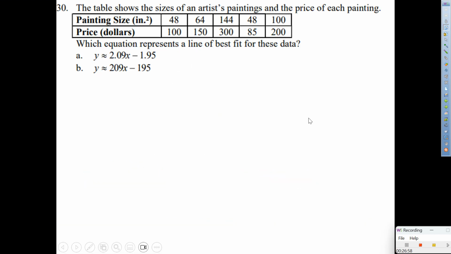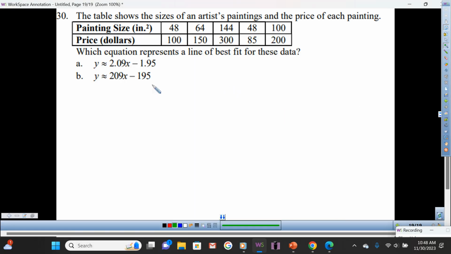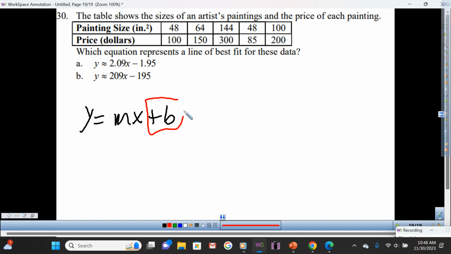Number 30. The table shows the size of an artist's painting and the price of each painting. So, what do we need to see? Well, we need an equation and look up. So our equation that we usually start with is y equals mx plus b. B is the y-intercept, and m is my slope.